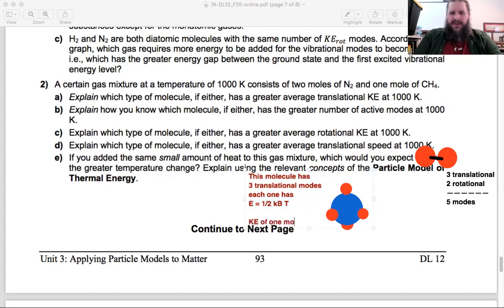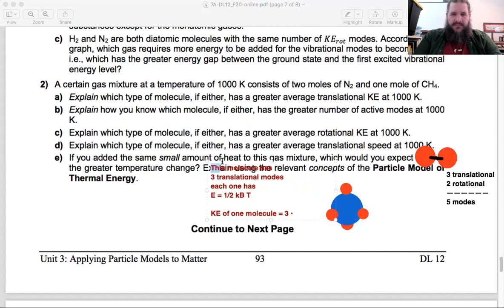KE of one molecule is going to be 3 times that formula, 3 times 1/2 kBT. In other words, 3/2 kBT. So 3/2 times Boltzmann's constant times the temperature, 1,000 Kelvin, is the translational kinetic energy of one CH4 molecule on average. If we did the same approach to the nitrogen molecule, would anything be different?